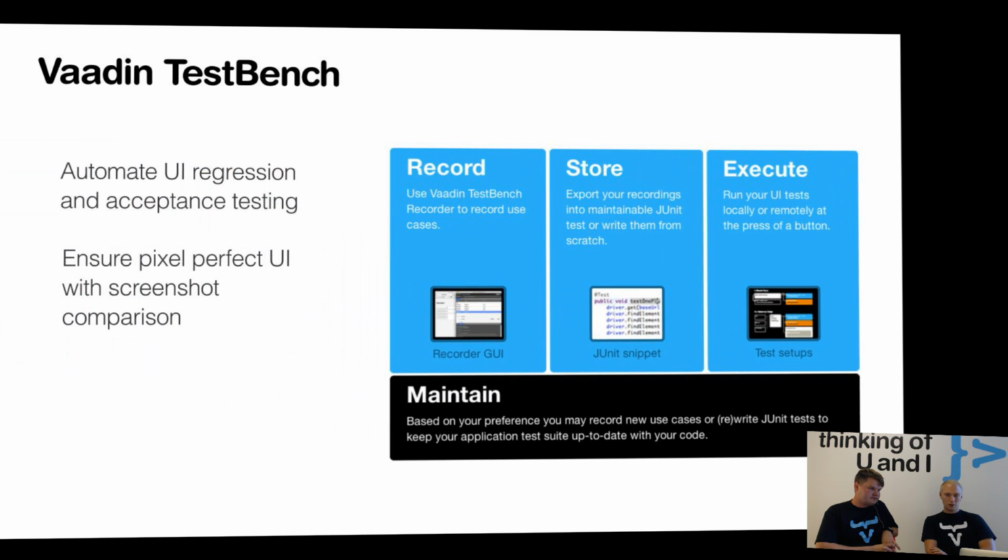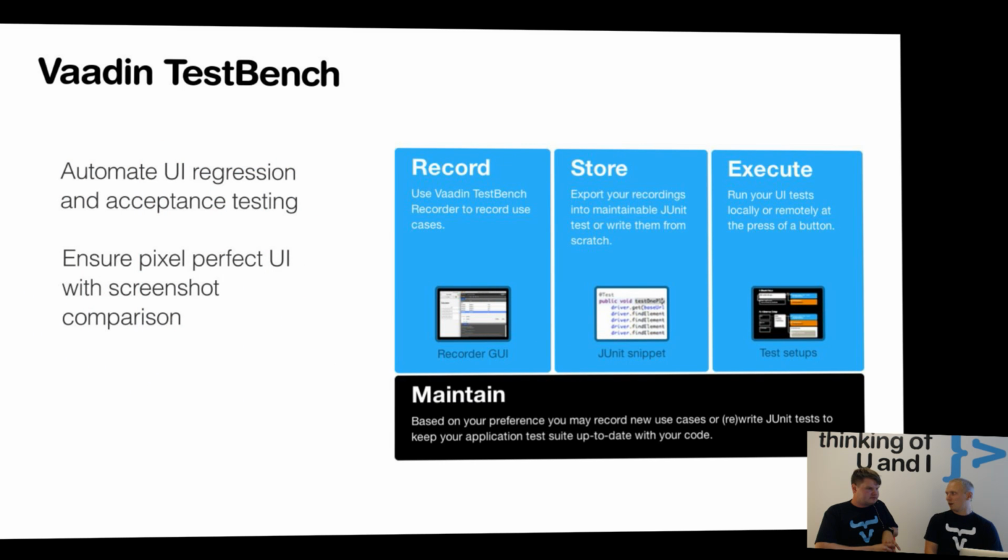TestBench is a really nice tool for writing actual full-stack UI tests for regression testing, for example, where you can actually exercise your full application through the browser. Basically, this allows you to create JUnit tests that you can have running on your CI server and minimize the amount of manual testing that you need to do.